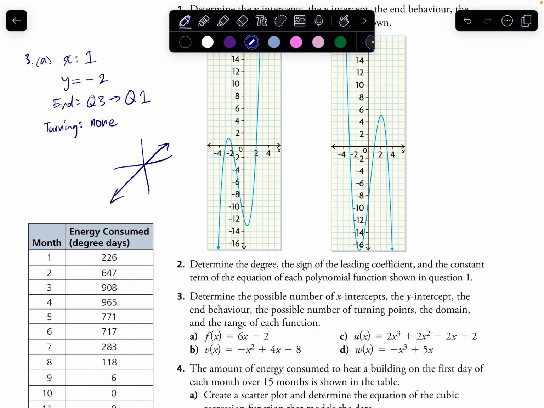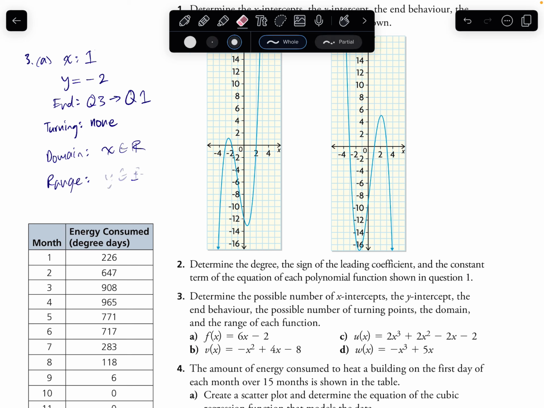It goes all the way up and down, and it goes all the way side to side. So the domain and range are both just going to be all real numbers. So domain x is an element of all real, and range y is an element of all real. So easy. Alright, that's the first one done. I'm just going to erase and work in the same space. And you can always go back and rewatch if you want to get the answers for that specific question.